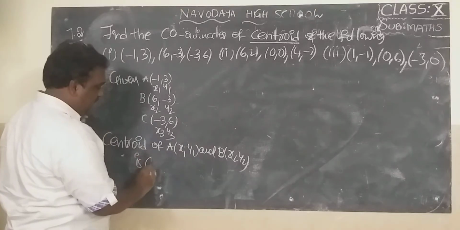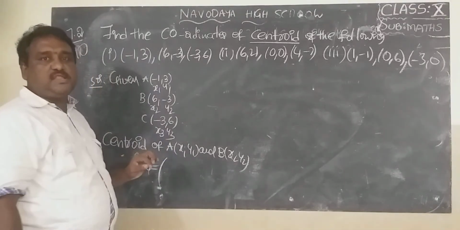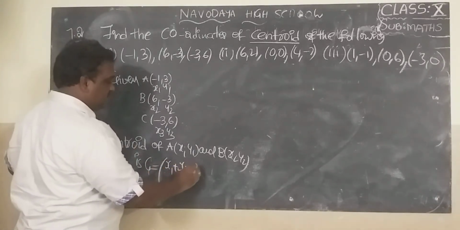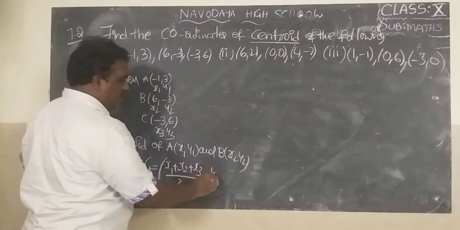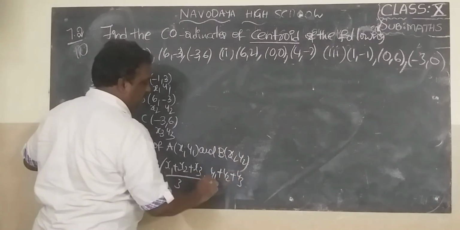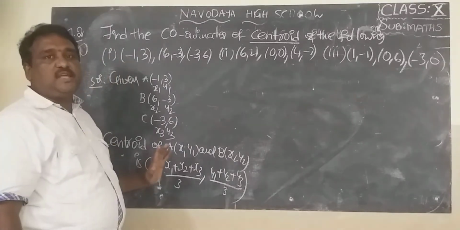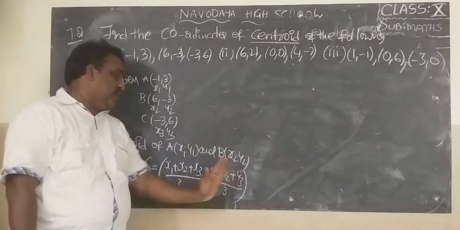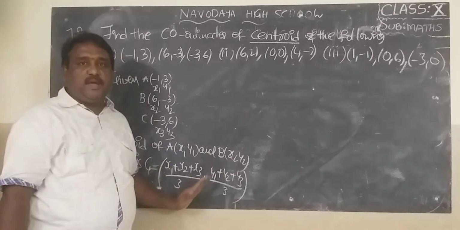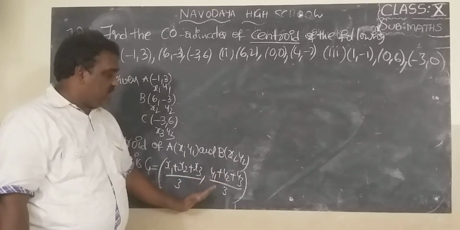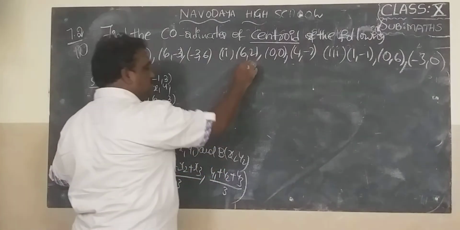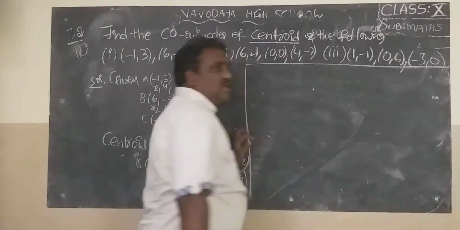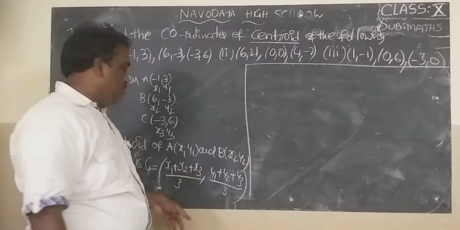Write the formula for centroid: G equal to x1 plus x2 plus x3 by 3 comma y1 plus y2 plus y3 by 3. So this is the formula for the centroid of the triangle. You know all the values, substitute them. You know x1, x2, x3, and y1, y2, y3, everything.